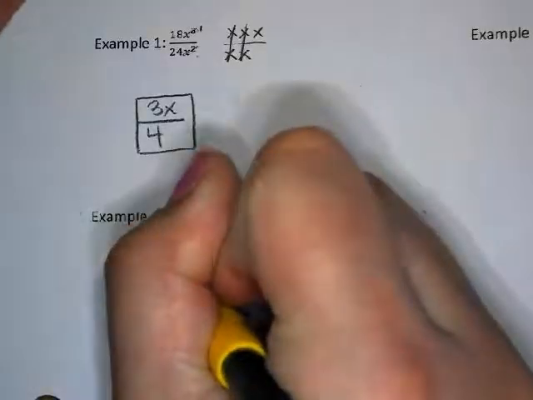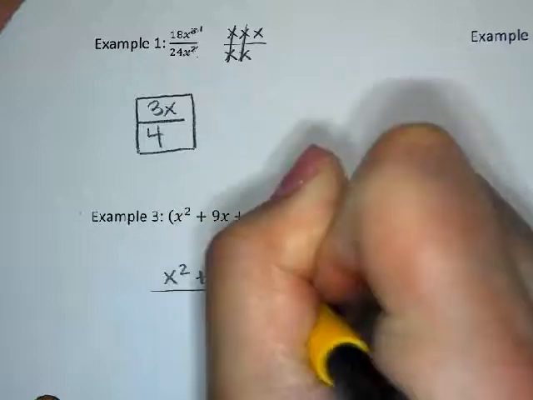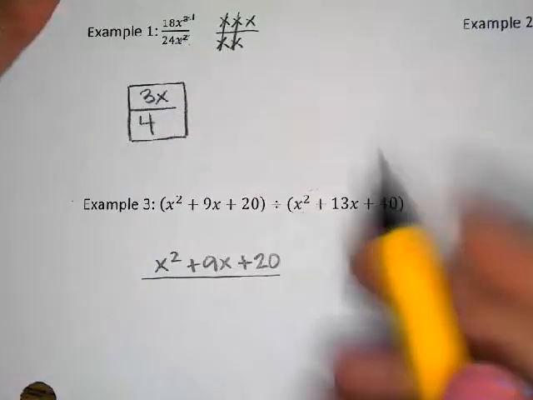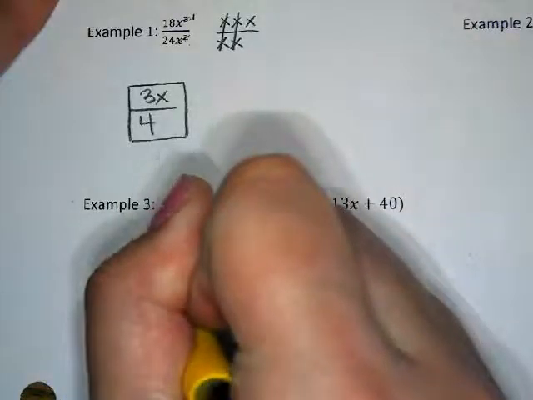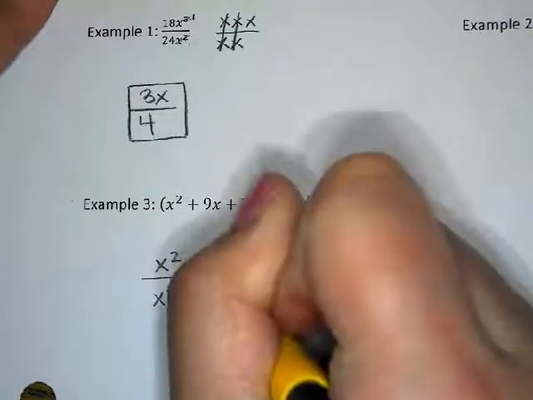I'm going to have x squared plus 9x plus 20 on the top, and then on the bottom I'm going to have x squared plus 13x plus 40.